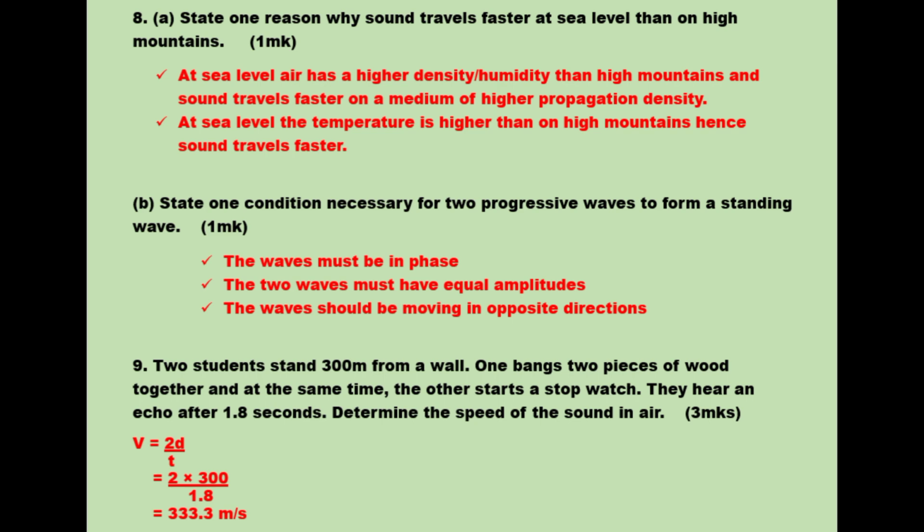So as long as you're dealing with an echo, the formula velocity is equal to d all over t, because sound propagates towards the wall and then is reflected back for you to hear the echo. That means the distance is twice. So velocity is 2d all over t. That means 2 times 300 divided by 1.8. Then you get the value to be 333.3 meters per second.